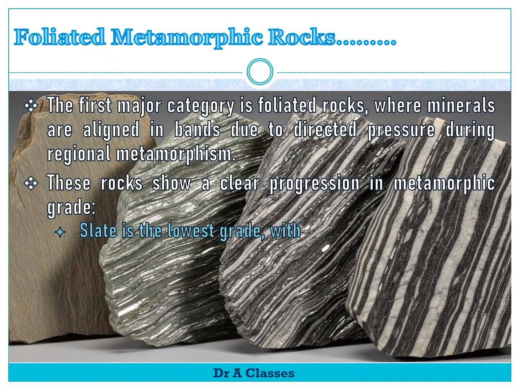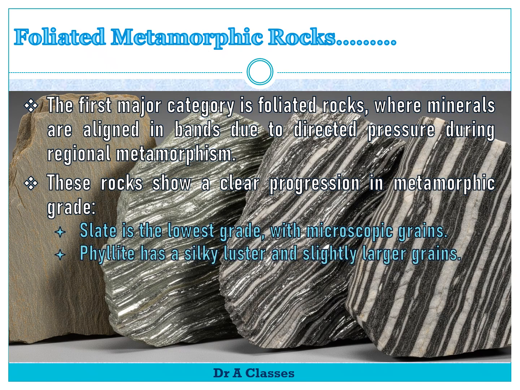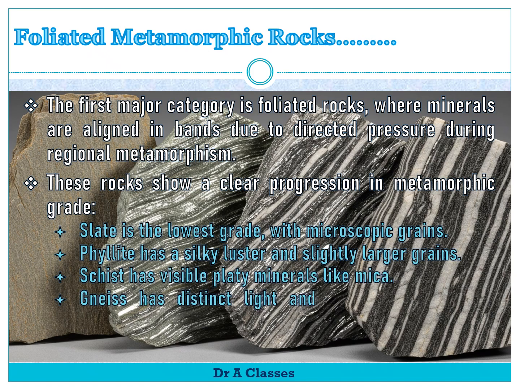Slate is the lowest grade with microscopic grains. Phyllite has a silky luster and slightly larger grains. Schist has visible platy minerals like mica. Gneiss has distinct light and dark banding due to segregation of mineral types.